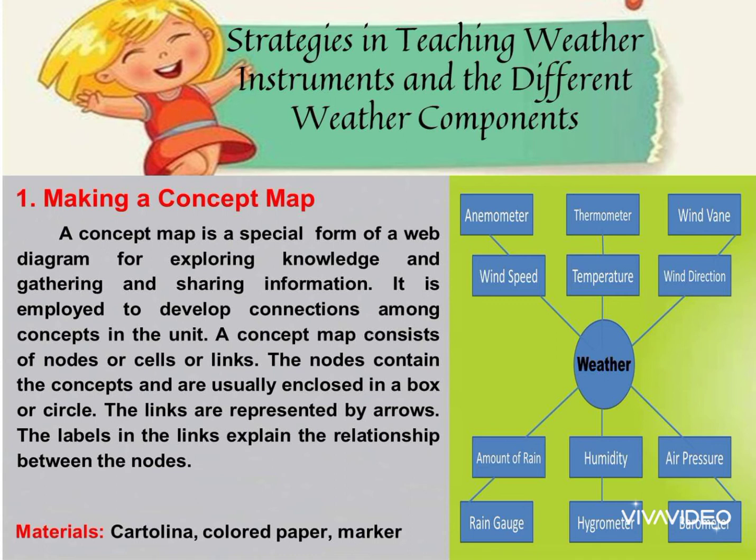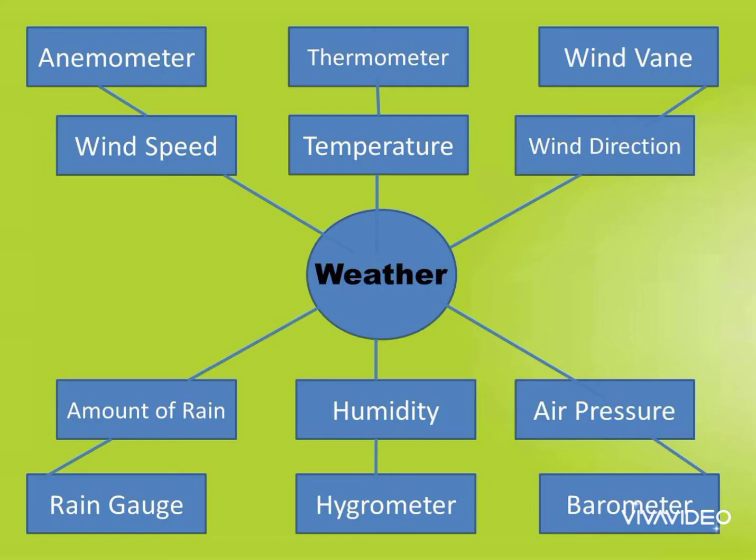A concept map consists of nodes or cells or links. The nodes contain the concepts and are usually enclosed in a box or circle. The links are represented by arrows. The labels in the links explain the relationship between the nodes. The materials are cartolina, colored paper, and marker. And here's the sample of our concept map about weather.